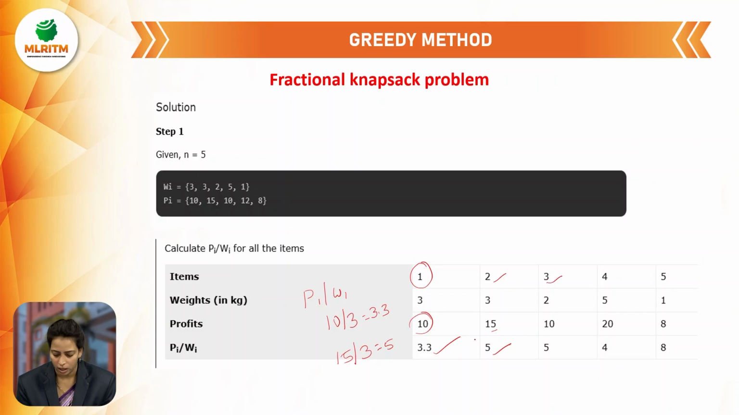Next, the third item. 10 by 2 equals 5. So the Pi by Wi ratio is 5. Next, the fourth item. 20 by 5 equals 4. The Pi by Wi ratio of the fourth item is 4. Next, the fifth item. 8 by 1 equals 8. The Pi by Wi ratio of the fifth item is 8. This way we calculate the Pi by Wi ratio.